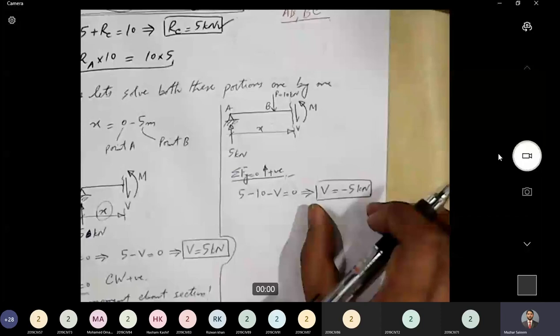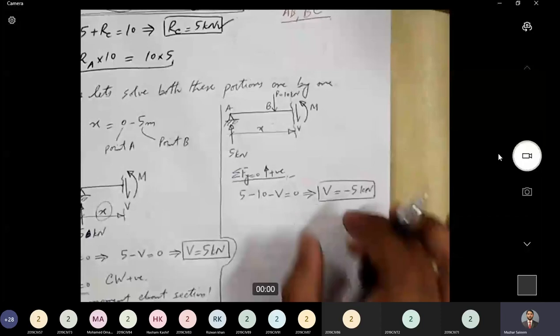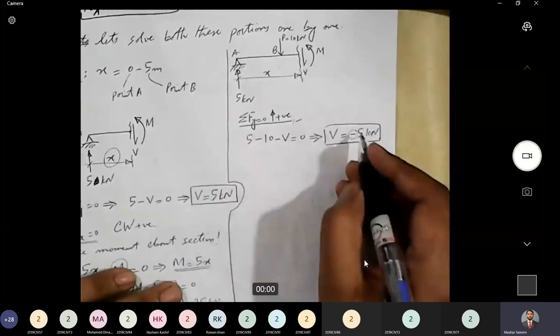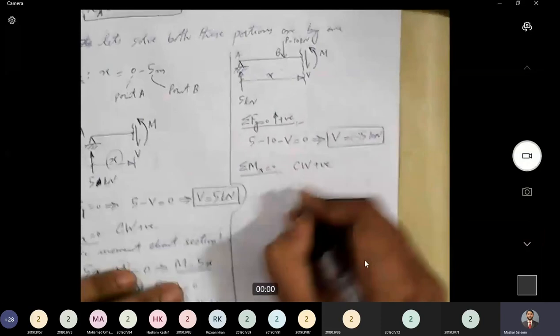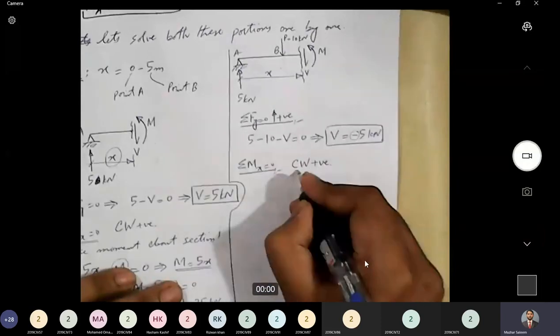Is there any question? There's no hand raised. Fine. This was the equation for shear force. Next is the equation for bending moment. Again, we will write down sigma Mx equal to 0, and our convention is clockwise moment as positive. This is the convention that we will use.